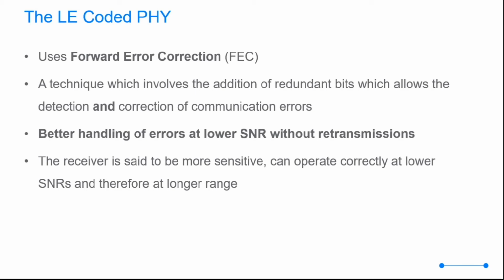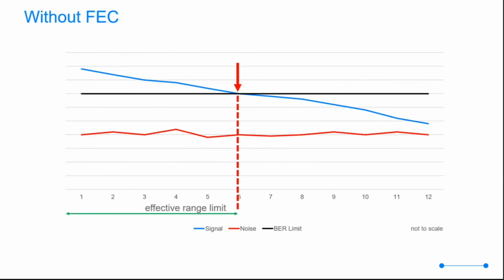Now in practice with the LE-coded PHY, up to 4 times the usual range is possible, but be aware that FEC adds quite a lot more data and can reduce the effective physical layer data rate down to 125 kbits per second from the usual 1 megabit per second, depending on how you use it. So it's a trade-off between data transfer rates and range. There's no such thing as a free lunch, people.